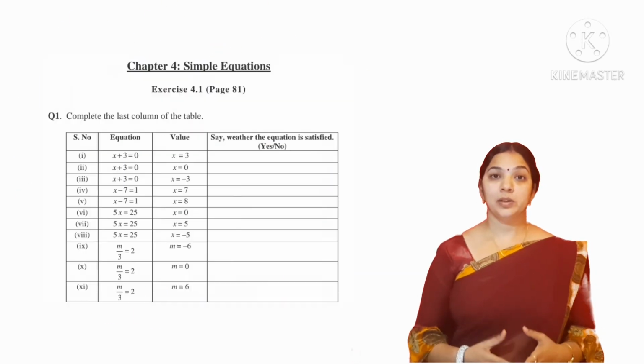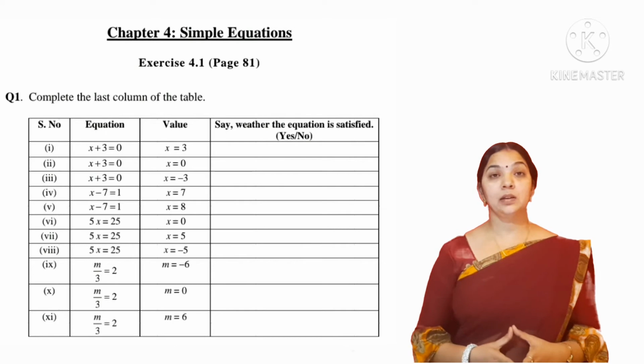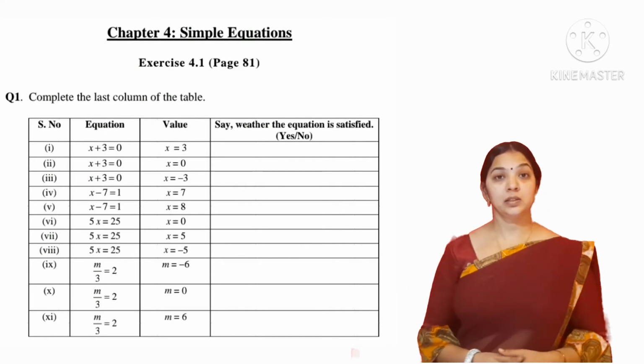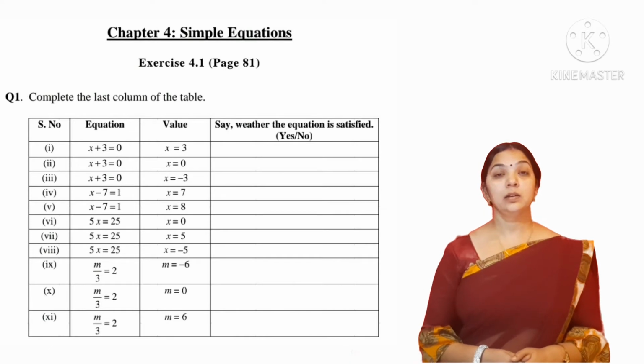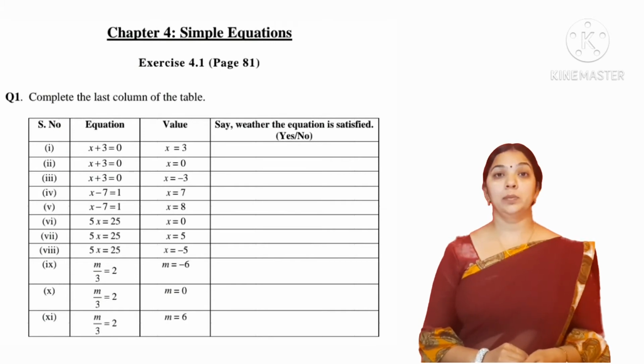Exercise 4.1. So let's start with the first question. The first question is, complete the last column of the given table. Here you can see that a table is given to you, and here you have to put the values of x and find out whether the equation is satisfied or not. So we will do it one by one.